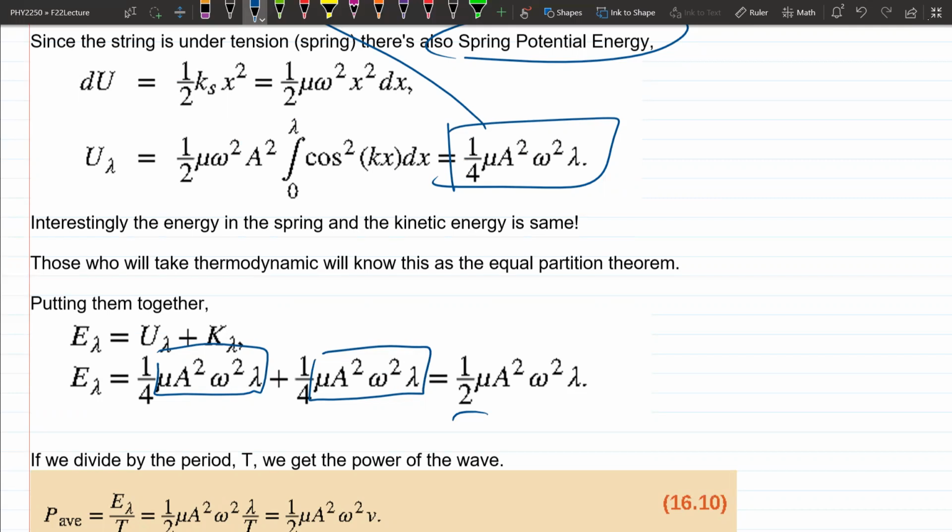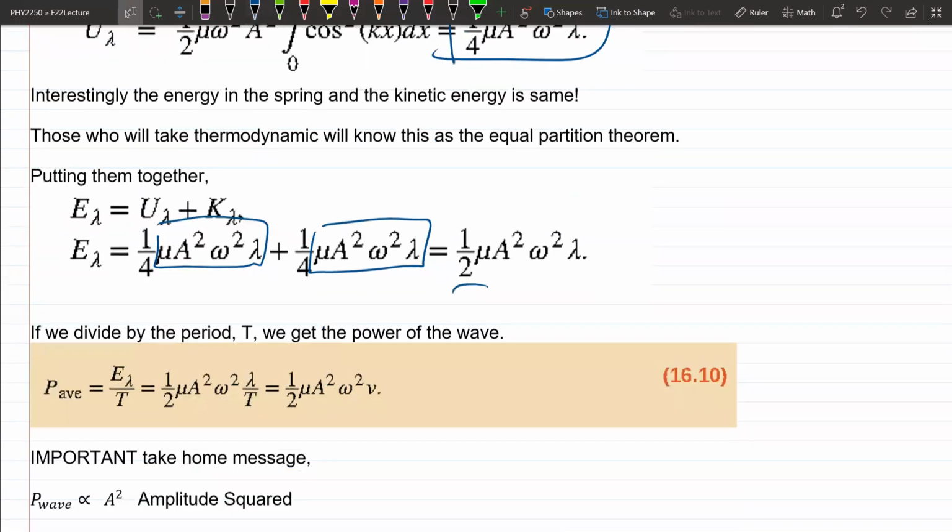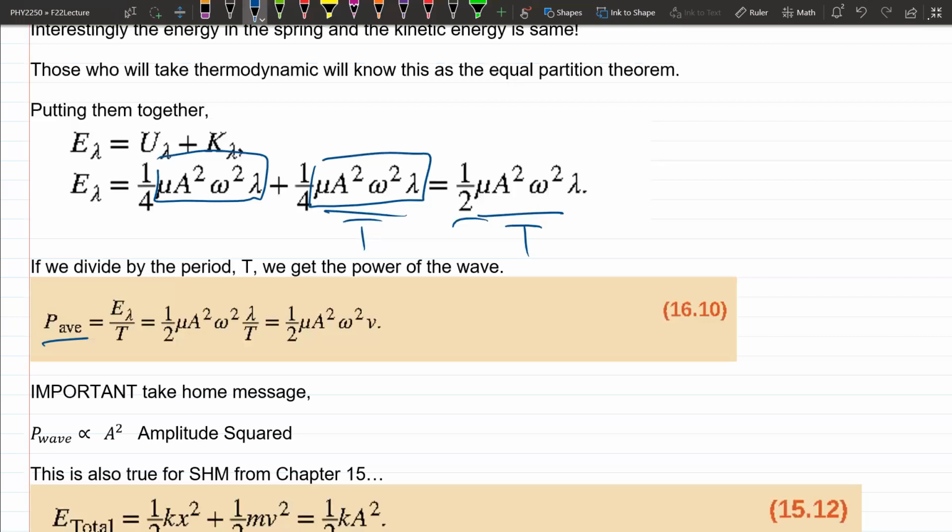So the actual equation we want to write down comes from dividing this by the period of the wave, which tells us how much energy per period it has. We actually get the power output of the wave, and that's what we're interested in, this orange box. When we divide the wavelength by the period, that is actually the velocity of the wave. Remember that velocity is equal to lambda times f, and since f is 1 over the period, wavelength over the period is the velocity of the wave.